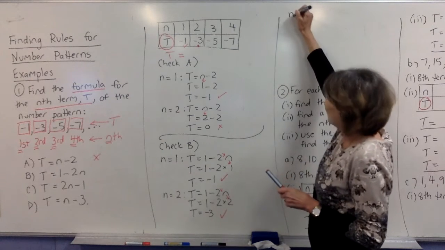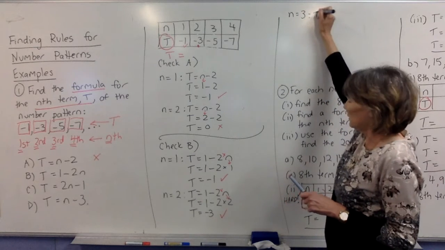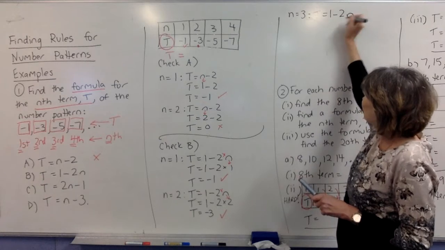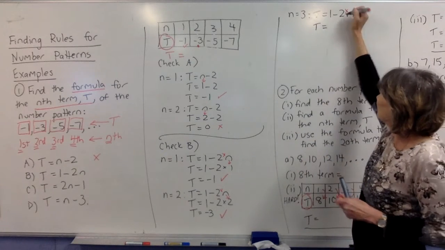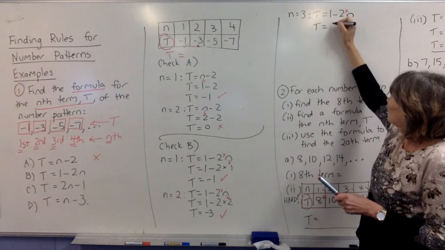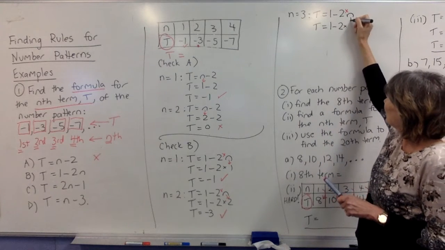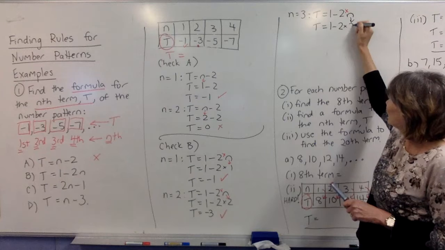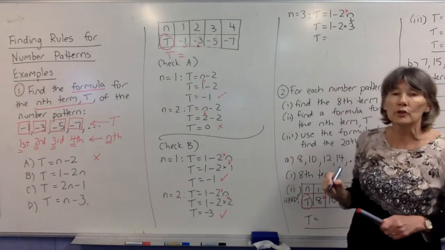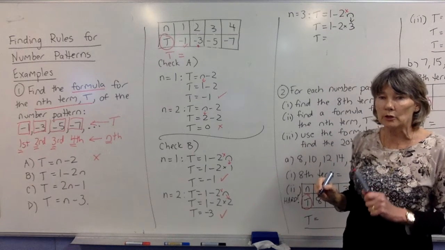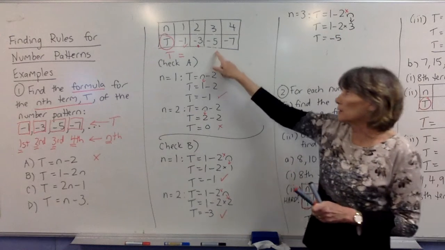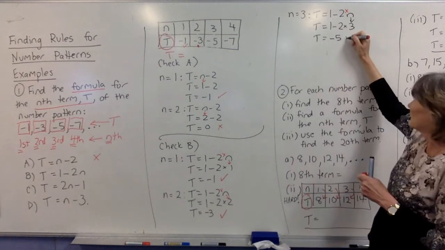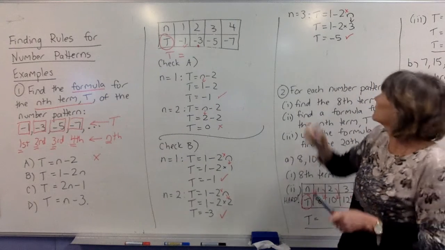We'll take n equals 3 and put it into our formula. Don't forget we have the times sign here. So we're going to put in 1 - 2 times, and in place of n we're going to write 3 this time. Now use your calculator, 1 - 2 times 3 equals -5. And that's correct, it's supposed to be -5. So we'll keep checking and we'll do the last one.